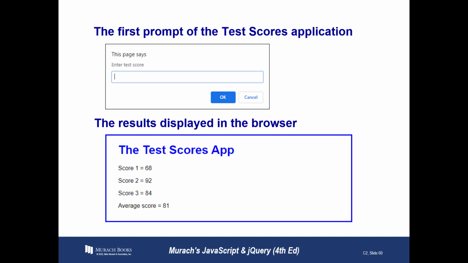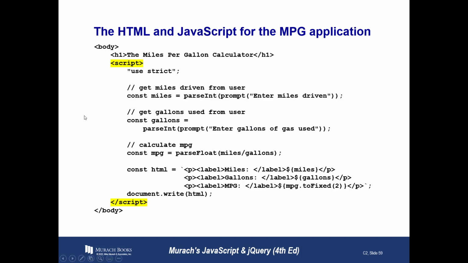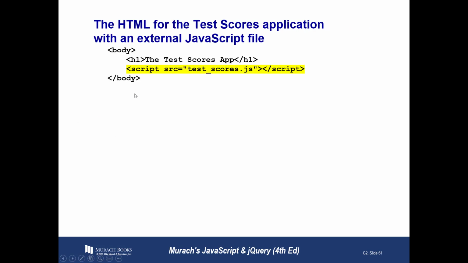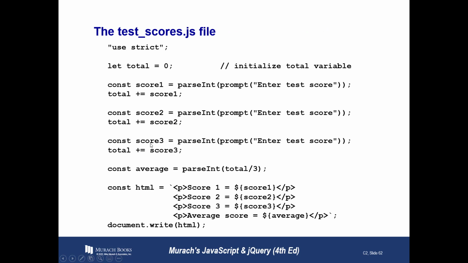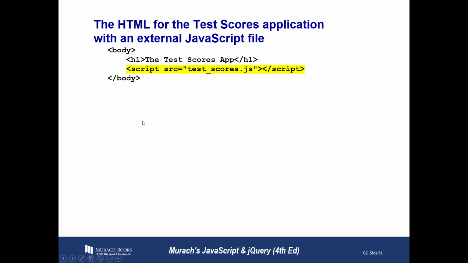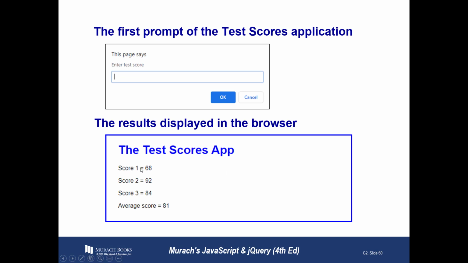So notice we're prompting for a test score. All right, and we're going to actually prompt for 3 different test scores. So in here we entered a 68, then we entered a 92, then we entered an 84. Play calculator. 8 plus 2 is 10 and 4 is 14. Carry the 1. 1 and 6 is 7, and 9 is 16, and 8 is 24.